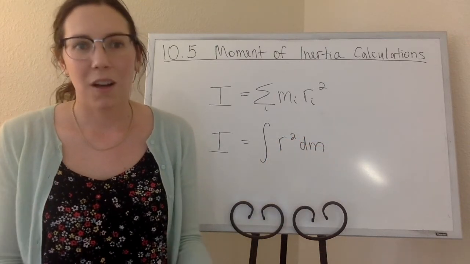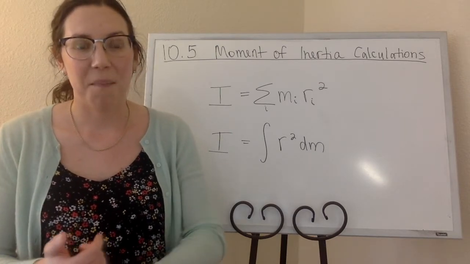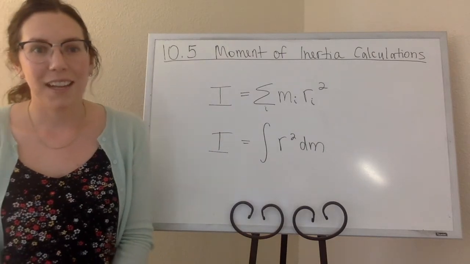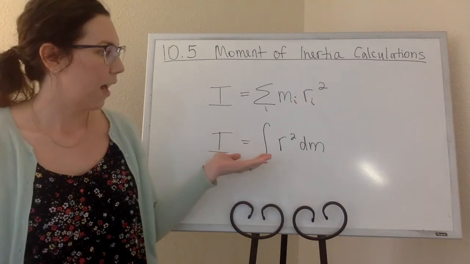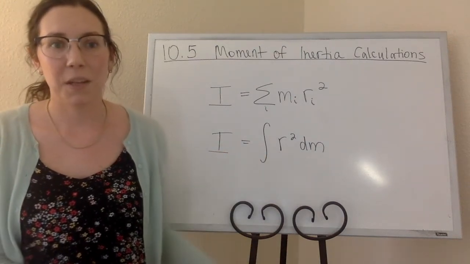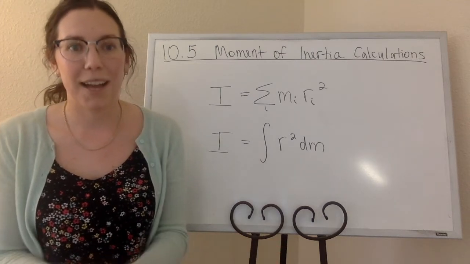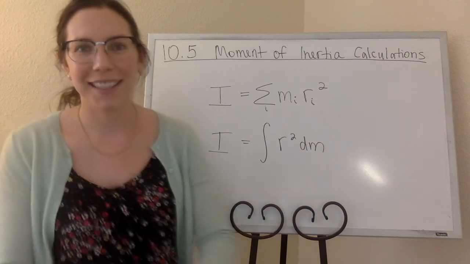Now that's really not always possible if we're dealing with a rigid body or an extended object. So instead what we'll need to do is take the integral. The moment of inertia can be found by taking the integral over r squared dm. In that sense we can use this to find the moment of inertia of any mass distribution or any object. So let's look at a few examples to see how this applies.